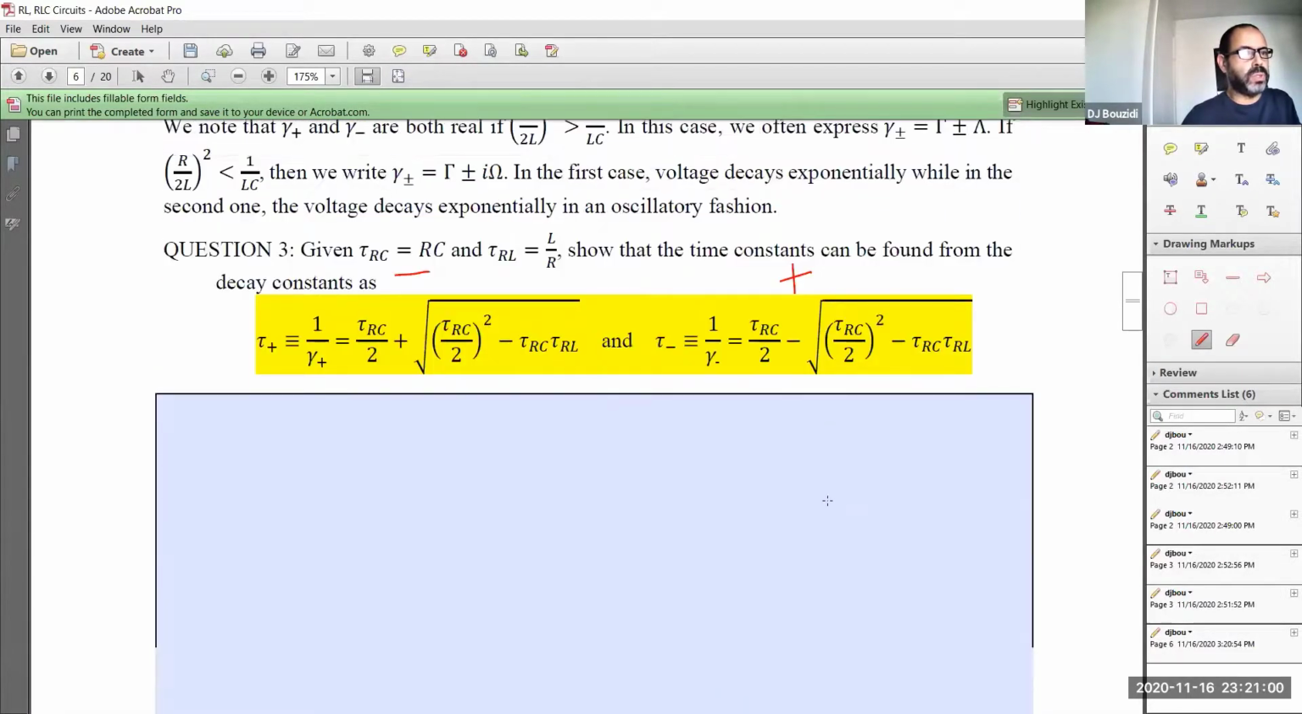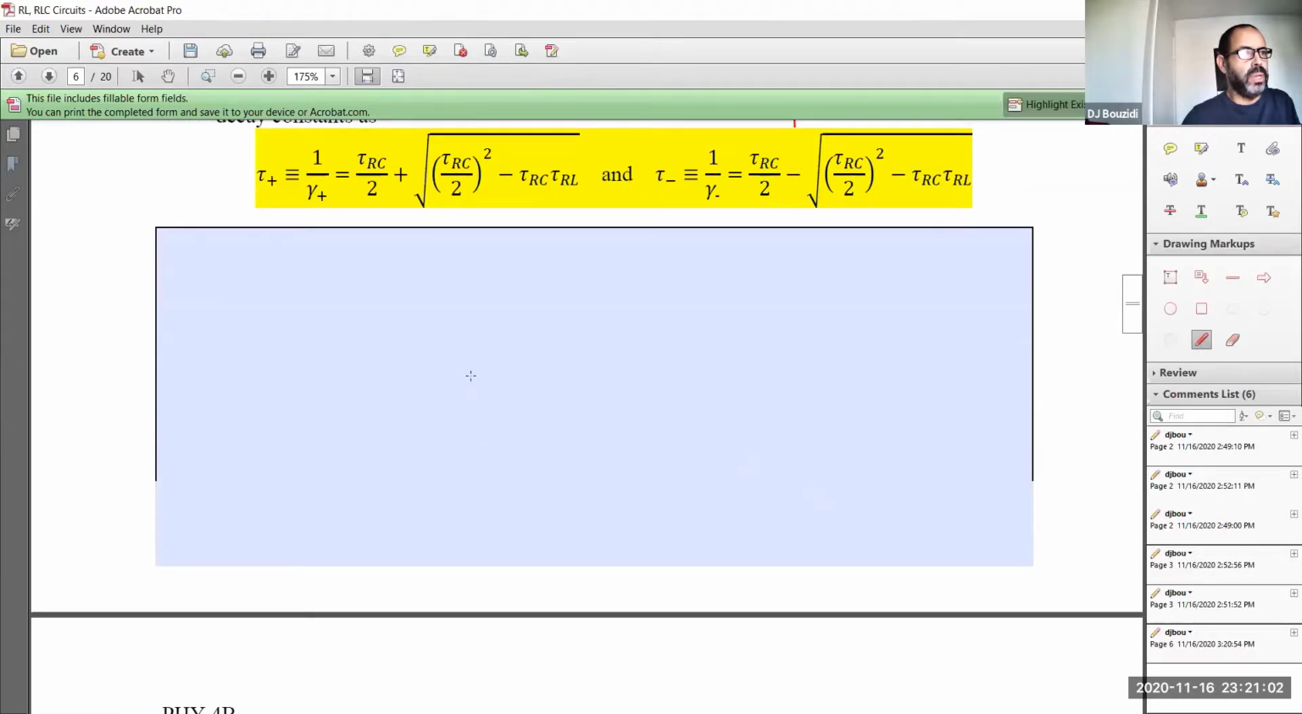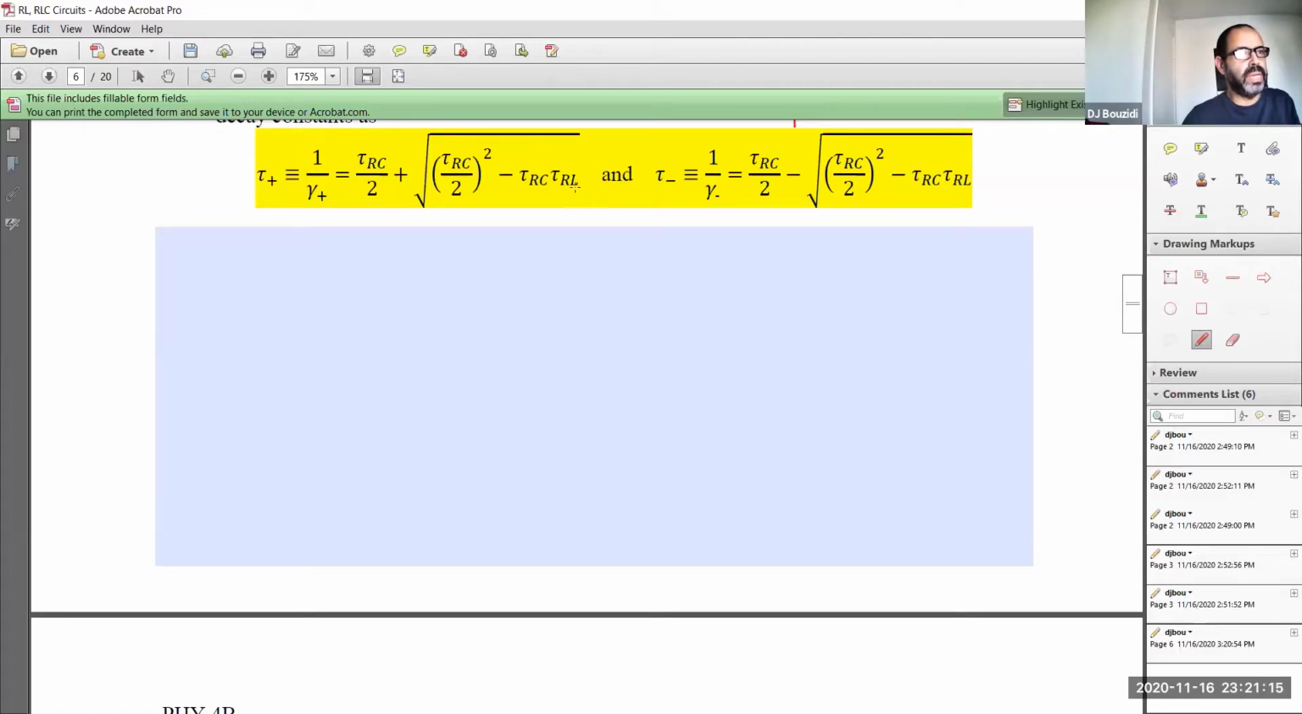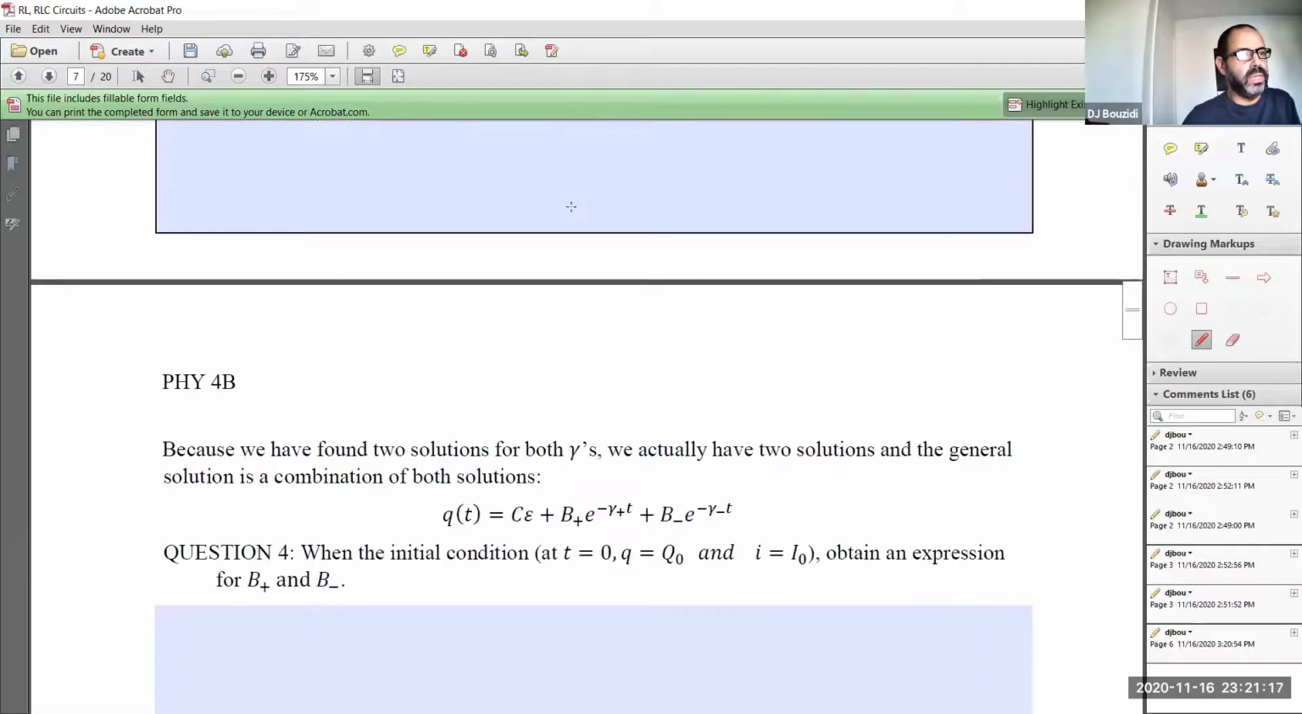So at the end, you're supposed to do this, and it should not be hard to do. The point in here is I'm expressing the time characteristic for the positive solution and the negative solution in terms of that time characteristic for the RC circuit and the RL circuit. And we did the RC circuit already a long time ago, and today's turn is for the RL circuit. Okay.